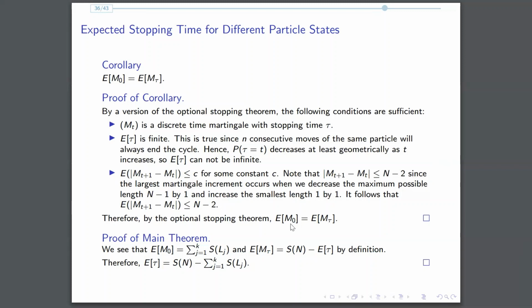And this leads us to the easy proof of our main theorem. Note that at time 0, we just have our original L1 to Lk. So the expected value of M0 is just the sum of all the S(L1), S(L2) all the way to S(Lk). And note that at time tau, we have one length, L1 equals n. So the expected value of M tau is just S(n) minus the expected value of tau. Therefore, the expected value of tau is just S(n) minus the sum of all the S(Lj)'s, and we are done.